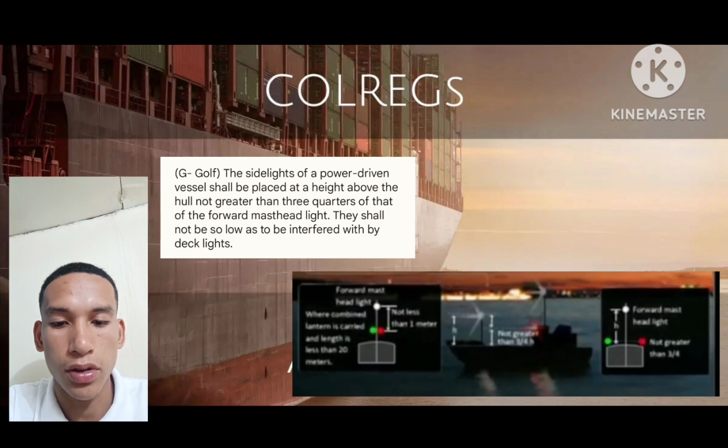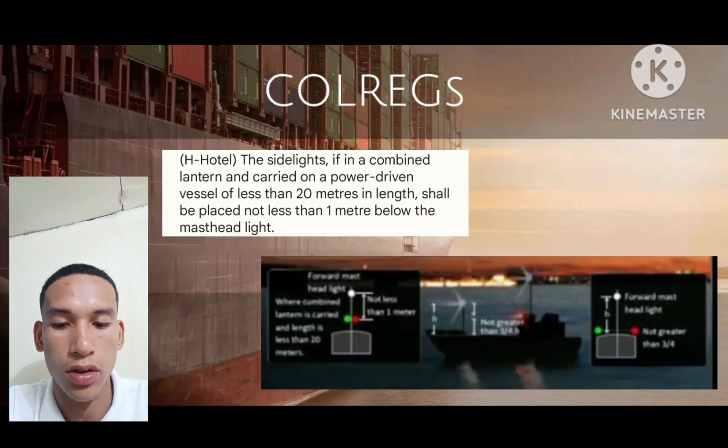G is for Golf. The side lights of a power-driven vessel shall be placed at a height above the hull not greater than 3/4 of that of the forward masthead lights. These shall not be so low as to be interfered with by the deck lights. H is for Hotel. The side lights: if a combined lantern is carried on a power-driven vessel of less than 20 meters in length, it shall be placed not less than 1 meter below the masthead lights.